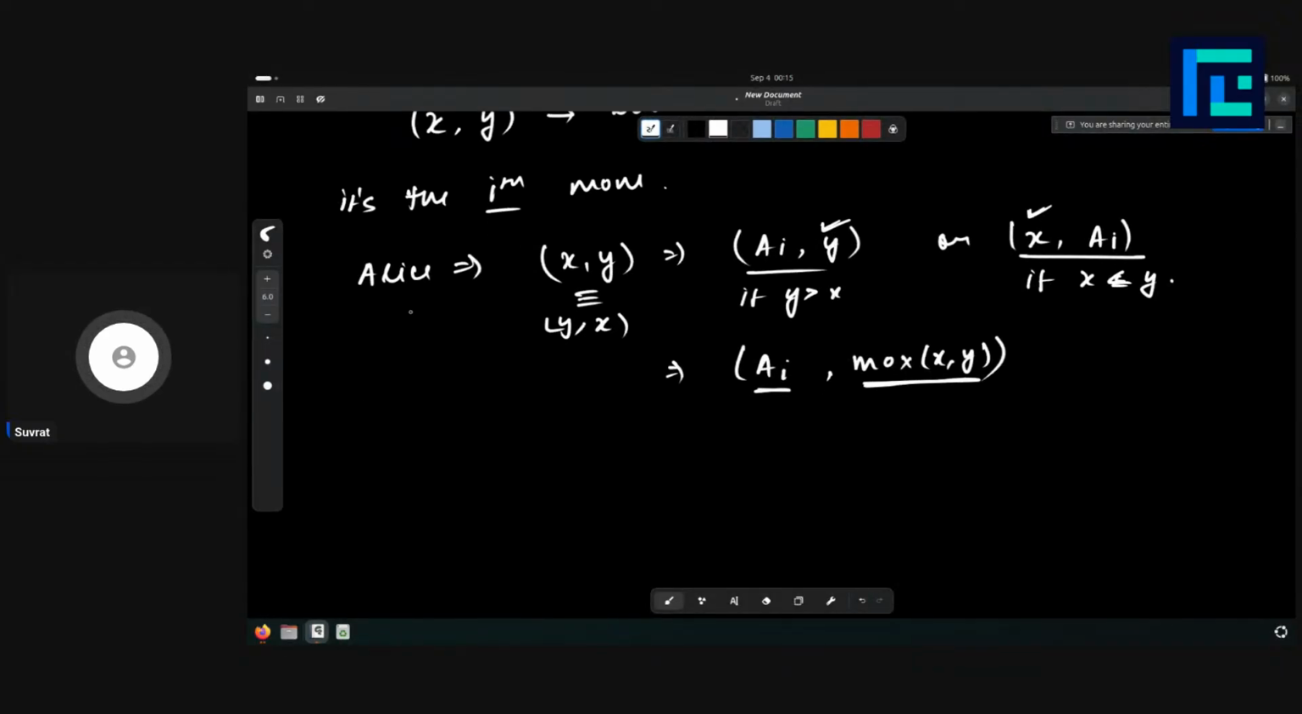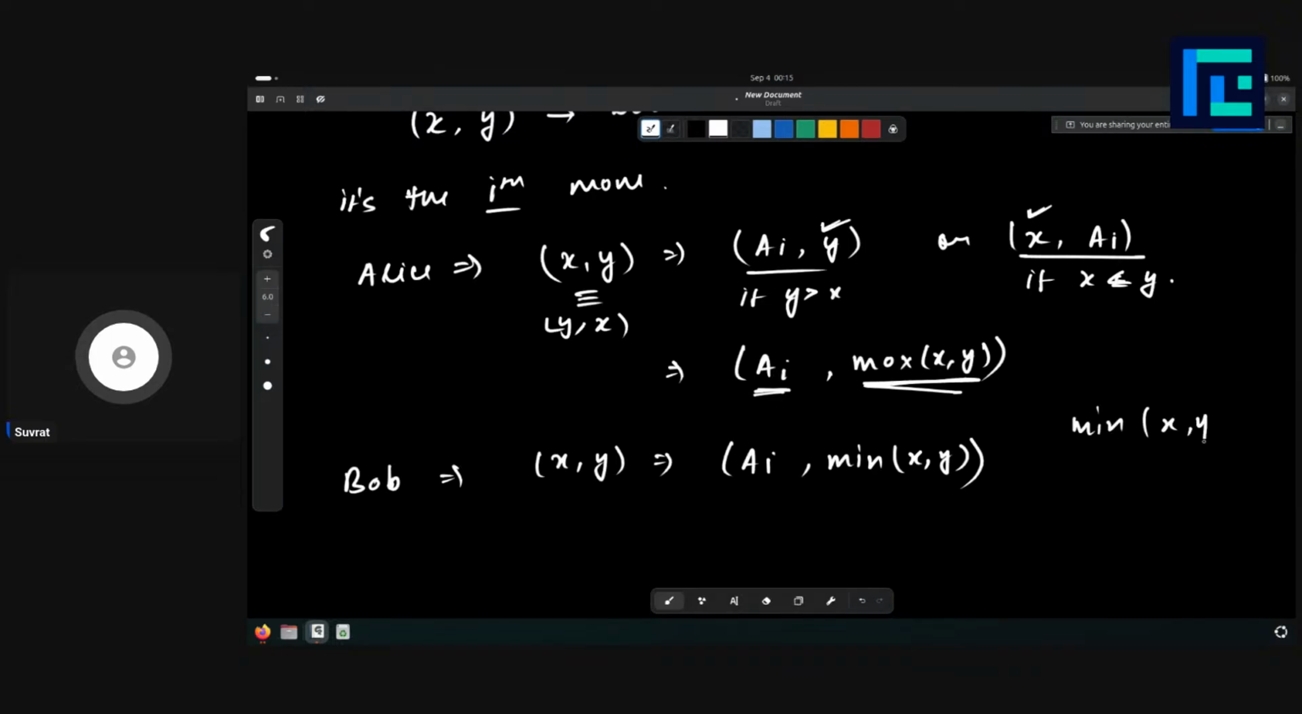So if it is Alice's move, this would be the new border elements. And if it's Bob's move, if it was x y initially, then after Bob moves, ai would be one of the border elements, and the other border element should be the minimum. So Bob would choose the minimum of x and y. This would be the transition for Bob, and this would be the transition for Alice. After all the n moves, we can just print the minimum of both x comma y. This would be our answer.